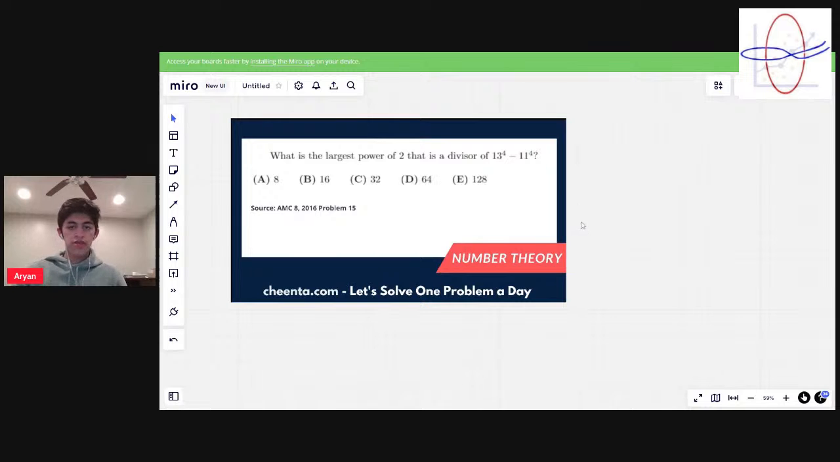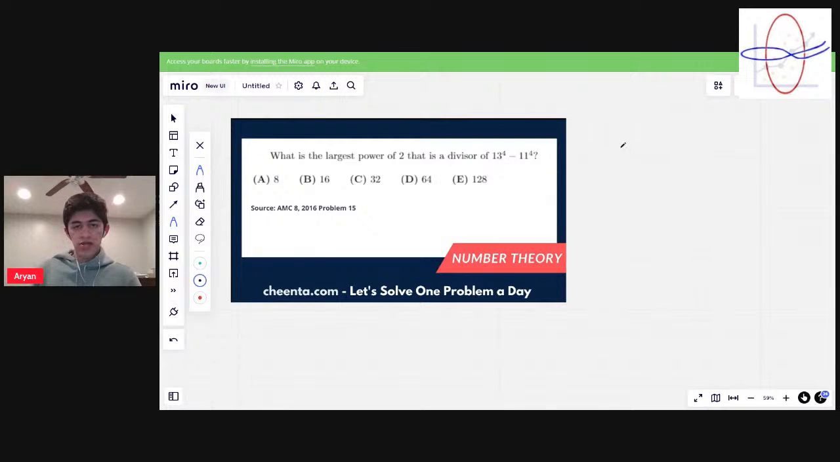Today we're going to be looking at the following number theory question from AMC 2016, problem number 15. What is the largest power of 2 that is a divisor of 13 to the 4th minus 11 to the 4th? So we're asked to basically find the factorization of this, or at least how many powers of 2 we have in this subtraction problem right here.